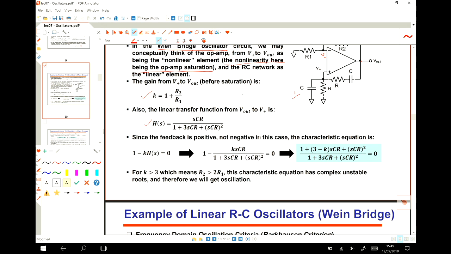with the 1 over j omega c, I mean the z of c as this one, and then z of c again 1 over j omega c, and then write down the transfer function of this, then you will find that the transfer function of this system is Hs. And then the Barkhausen criteria says that the 1 minus KHS should equal to 0.